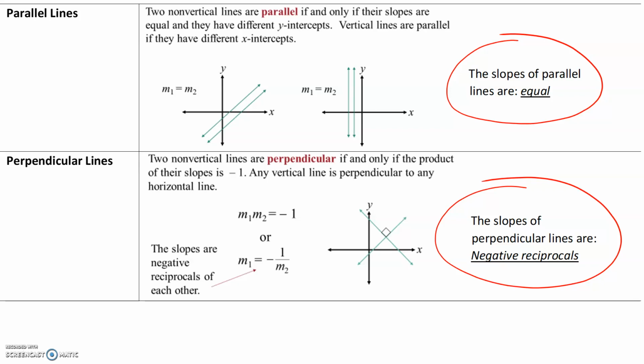Now, what does that mean, negative reciprocals? Here's what it means. It means that if M1, or the first slope, is equal to negative 3/4, then the corresponding perpendicular line will have a slope of negative. It means we change the sign, so the negative becomes a positive, and the reciprocal means we flip this, so the 3/4 becomes 4/3. So if two lines are perpendicular, the slopes are negative or opposite reciprocals of each other.